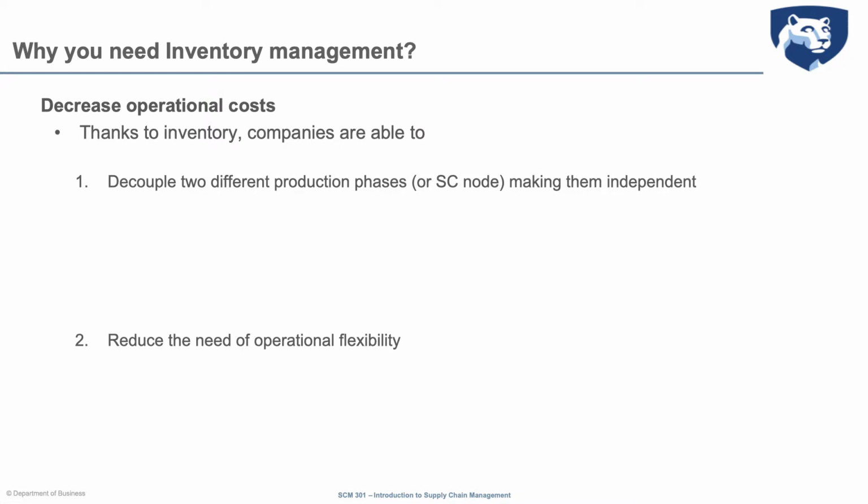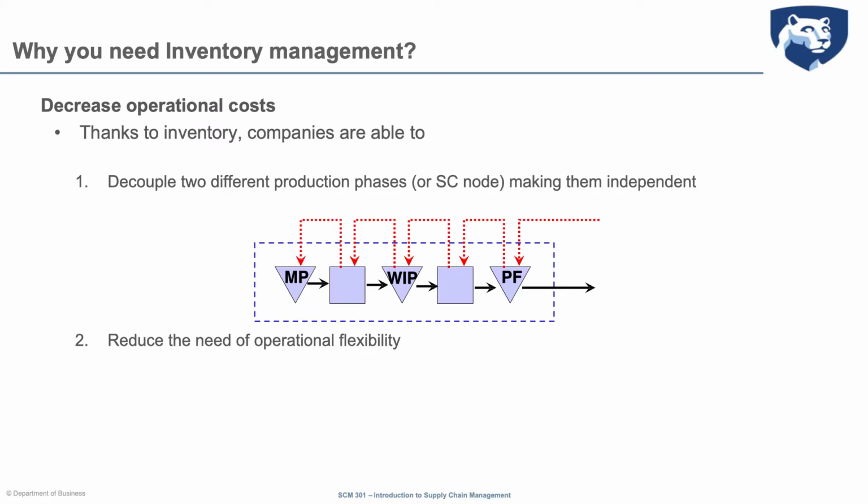What does it mean that inventory can help push supply chain decrease operational cost? So why through inventory can push supply chains decrease their operational cost? On one side, inventory, so putting materials that are waiting to be processed, can allow two different phases or two different supply chain nodes to be independent.